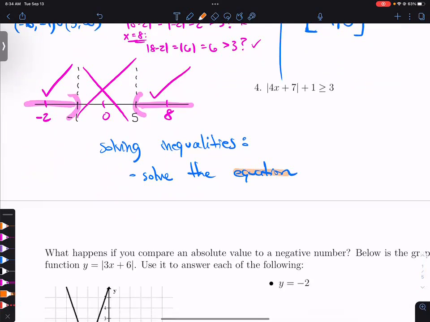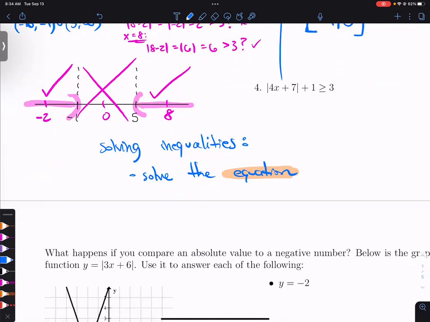So replace the inequality with an equal sign. Again, the reason that we do that is that equations are a little more concrete. They don't do weird stuff, like the thing doesn't flip back and forth. There is a way to do this sort of directly with the inequality, but there's a weird thing you just have to remember. I don't like weird things that you just have to remember.